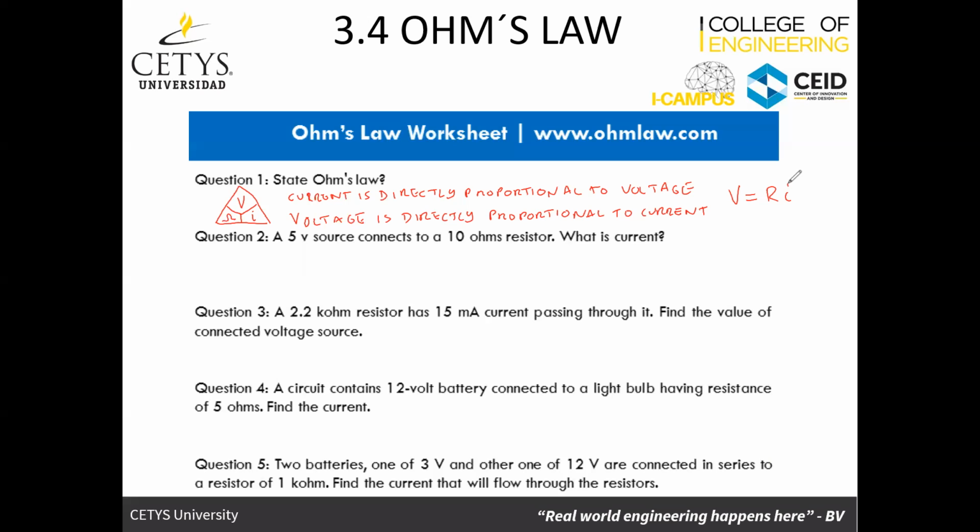Okay, so the rest of the questions are direct applications of Ohm's law. They're very simple. If I have a 5-volt power source and I connect that to a 10 ohm resistor, what is the current going to be? Well, you just directly apply Ohm's law. If we look at the triangle, current is going to be equal to voltage divided by resistance. So I've got 5 volts and I've got 10 ohms. That would give me a current of 0.5 amps.